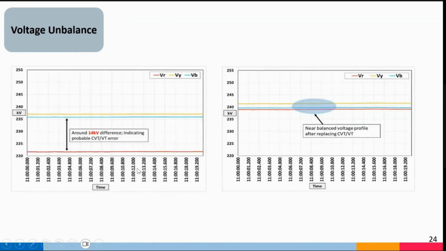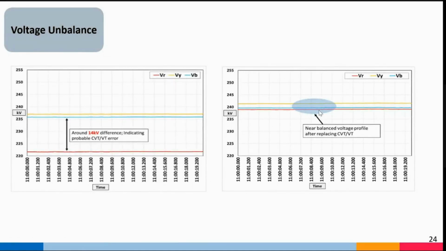So let us see this example. Here you can see that the R phase has a 14 kV difference from the other two phases. This was indicating that there can be a probable CVT or VT error in what we are monitoring. There should not be any actual issue, or if there is an actual issue, it will be observable through the nearby nodes also. We were observing this imbalance only at this particular node. After replacing the CVT, we found that the R phase voltage came back. So this is also voltage imbalance compliance.